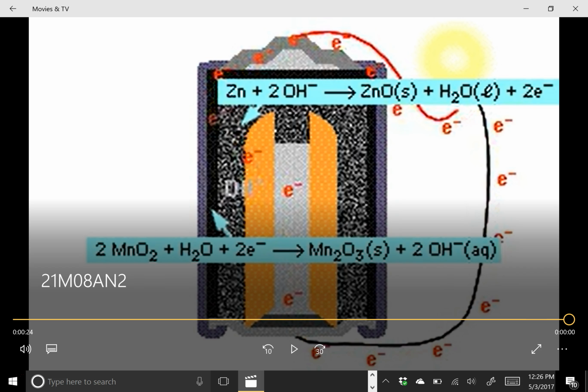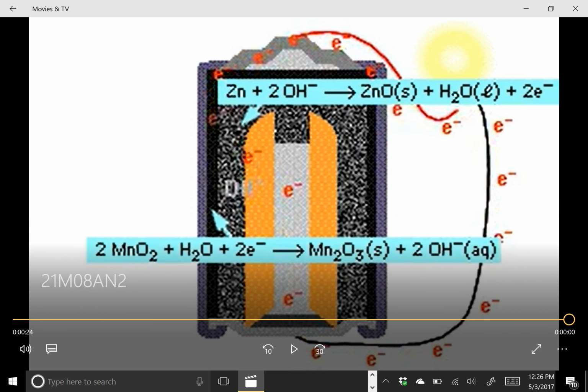Now, some of this whole battery stuff will make more sense later, but you kind of got a sense for electrons being given up where oxidation is occurring, and electrons being consumed where reduction is occurring.